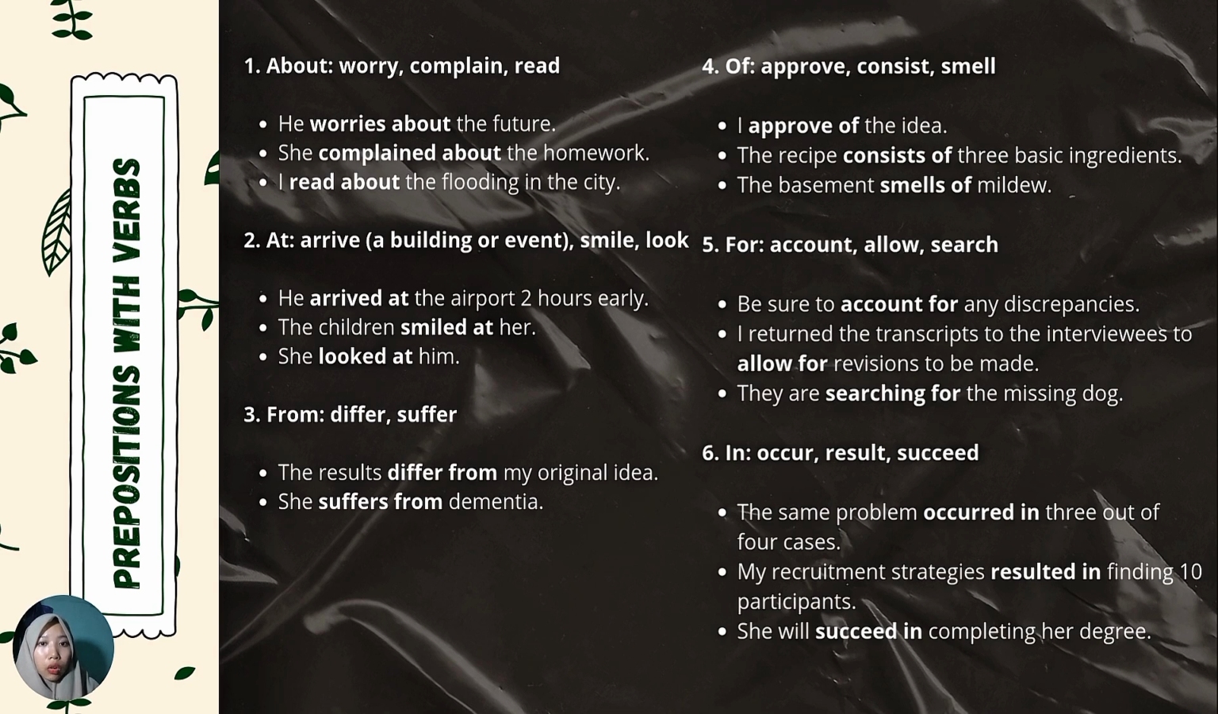5. For is used with account, allow, and search. Be sure to account for any discrepancies. I returned this transcript to the interviewers to allow for revisions to be made, and they are searching for the missing dog. 6. In is used with occur, result, and succeed. The same problem occurred in 3 out of 4 cases. My recommended strategies resulted in finding 10 participants. She will succeed in completing her degree.